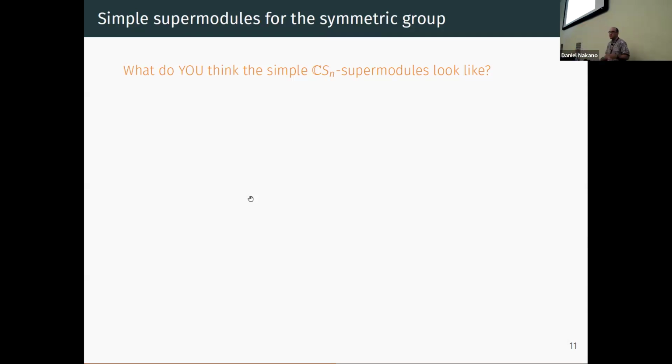Self-conjugate partitions correspond to one of the two types: things where the partition is equal to its own transpose. The other type would be the non-self-conjugate ones. And it turns out that, yeah, that's the case. That's how things break up.